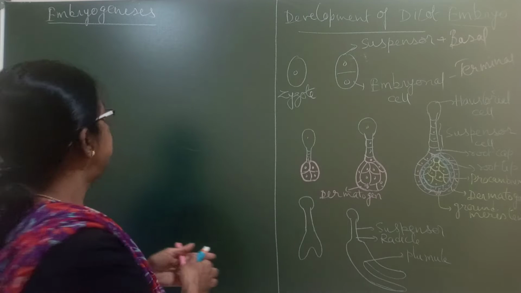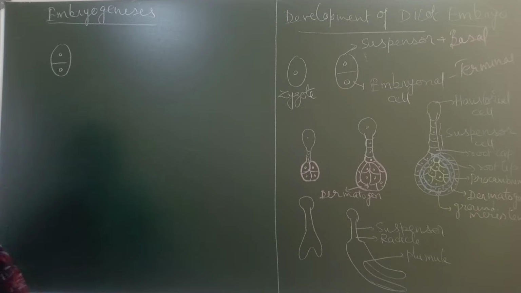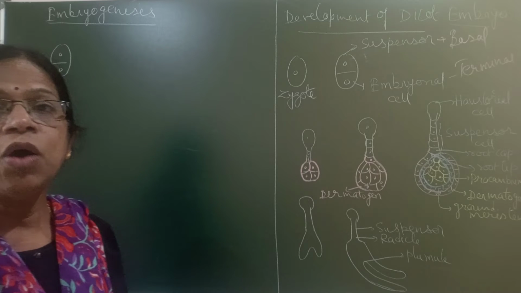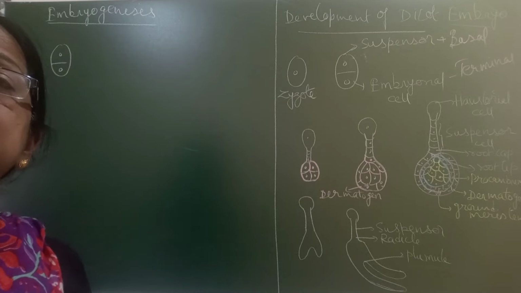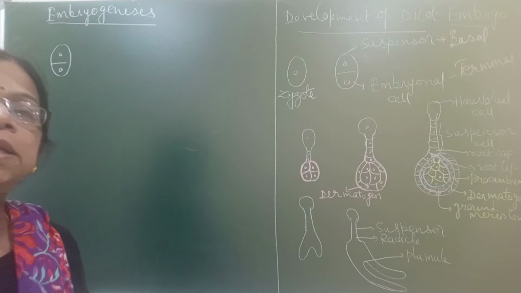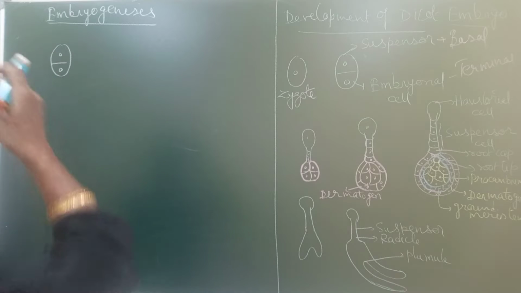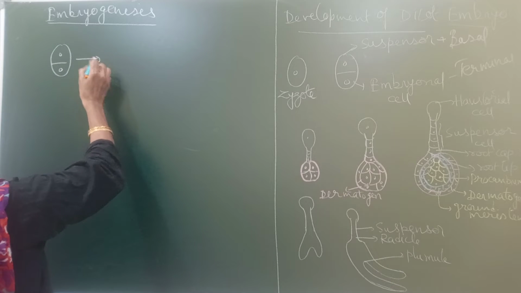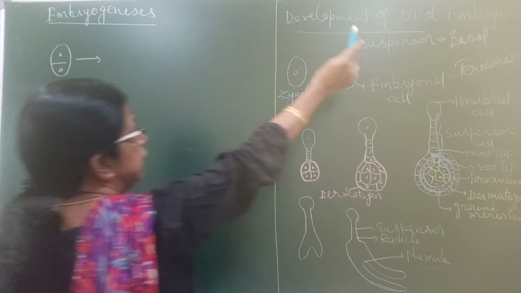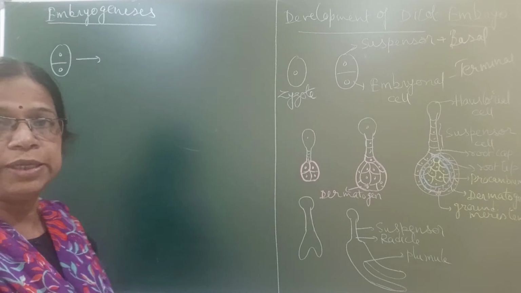Now further, what is the first division according to this? It is a transverse division. Now let us see the second division, how it takes place. During the second division, as I told you, the upper cell is the suspensor cell or basal cell, and the lower cell is the terminal cell.